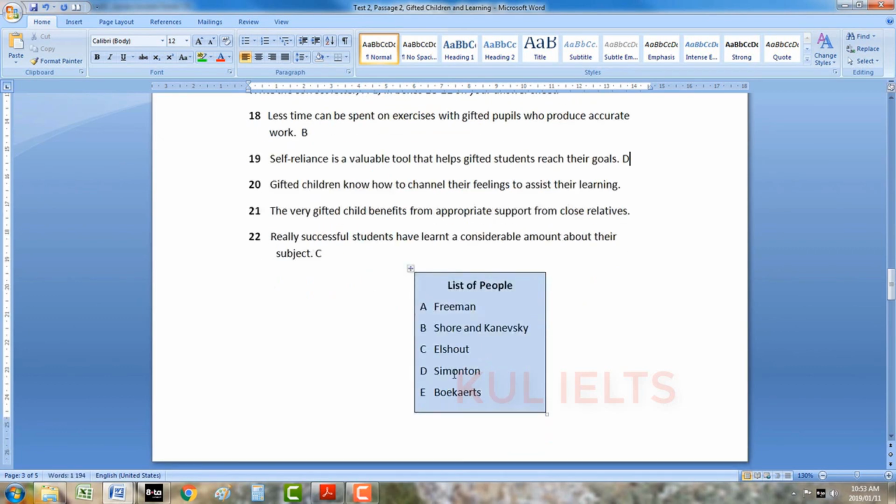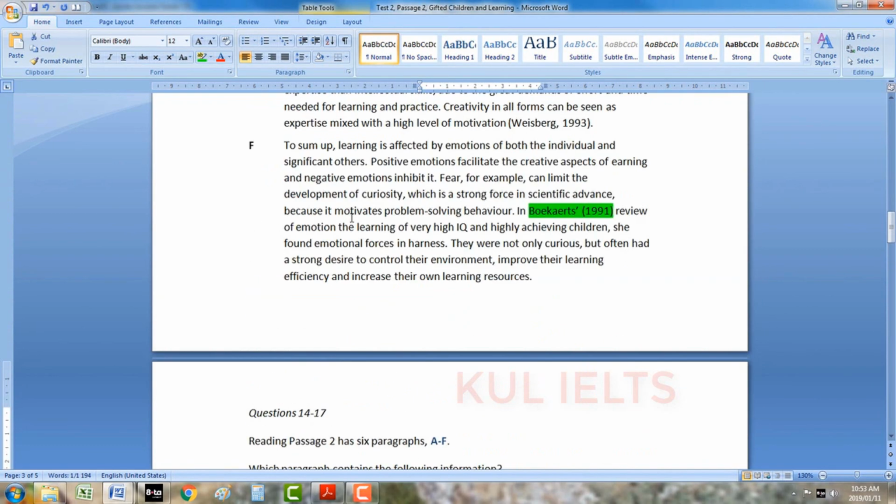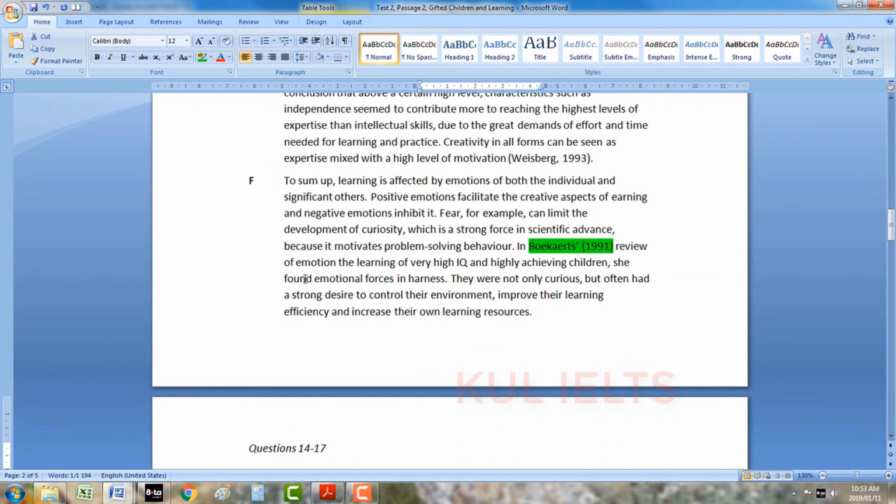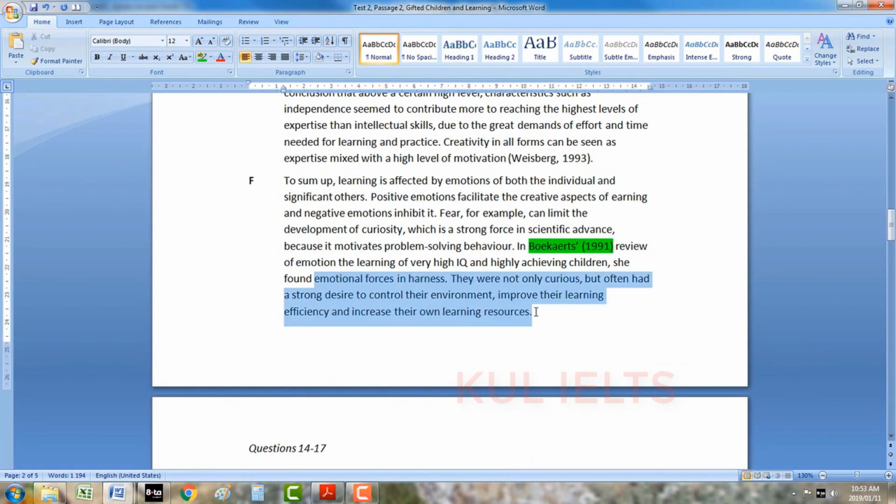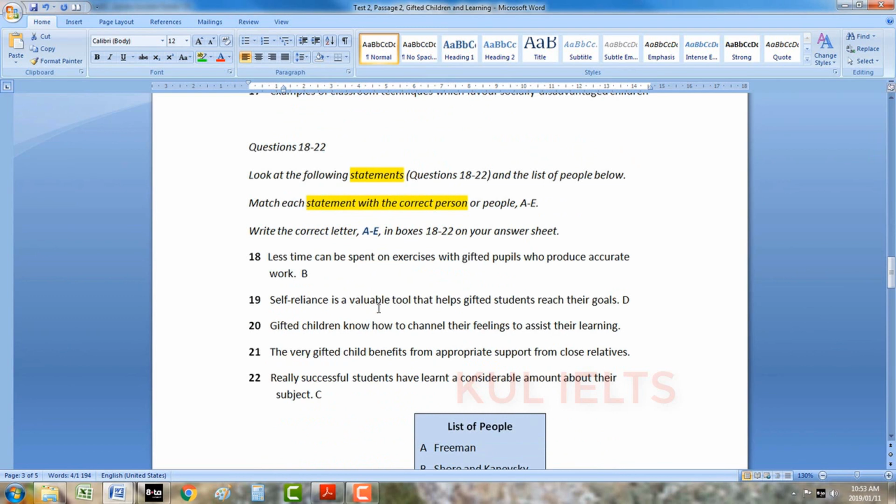Gifted. Okay, now Boekerts. What did Boekerts say? She found. This should be a "that." She found. What did she find? Something over here. She found emotional forces in harness. Not only curious, desire to control the environment, but it's actually just there. She found emotional forces in harness. I remember feelings. Channel means to harness, but emotion and feelings.